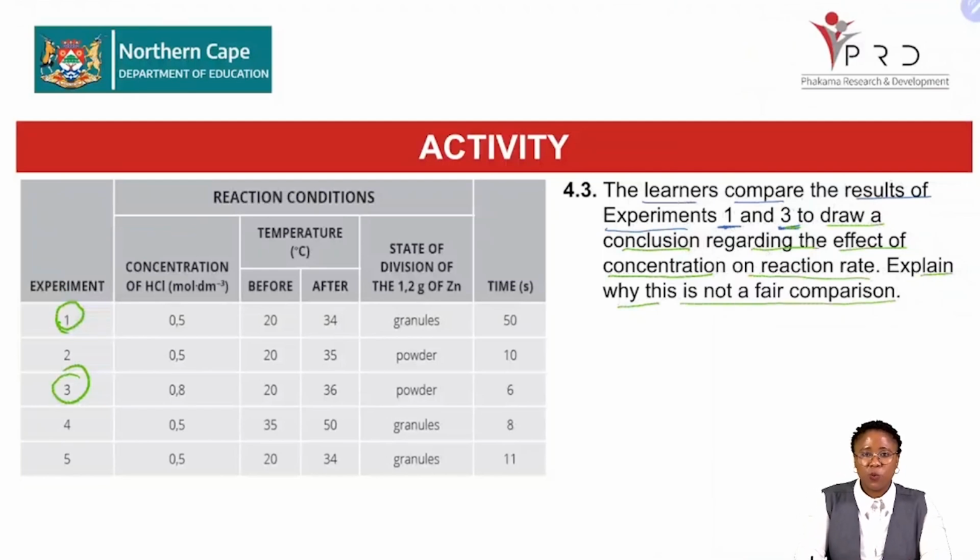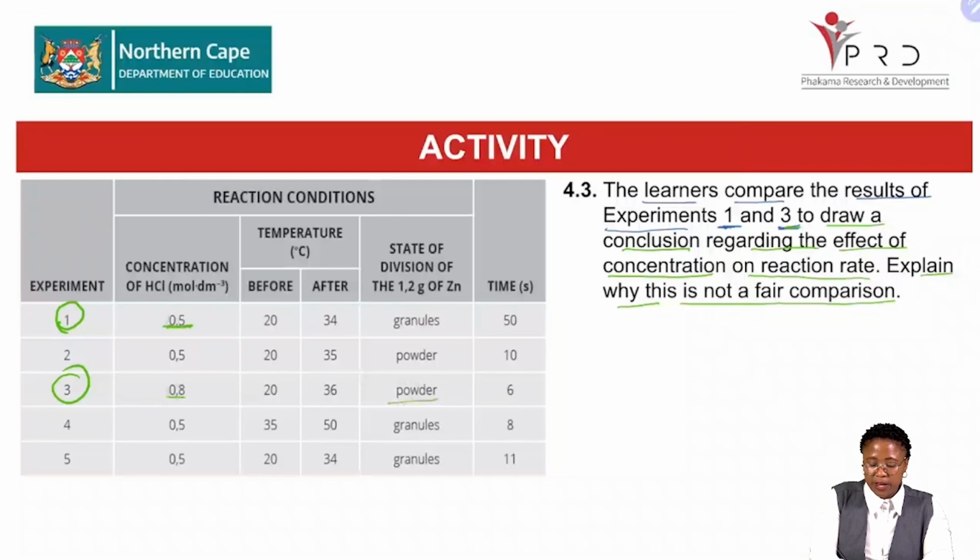Let's go to reaction 1 and 3 to see why this is not a fair comparison. If we look at reaction 1, we have a concentration of 0.5. Reaction 3, we have a concentration of 0.8. As you can see, concentration is a factor that affects the rate of reaction. Because experiment 3 has a higher concentration than experiment 1, you would expect that the rate of reaction will be faster in experiment 3 than in experiment 1. But let's not stop there. What else makes it different?